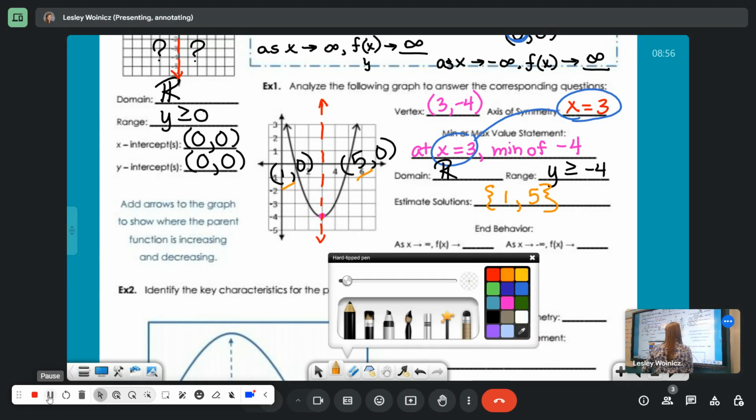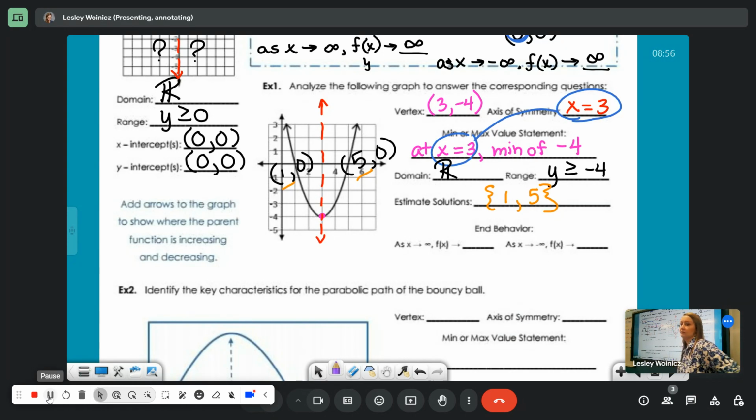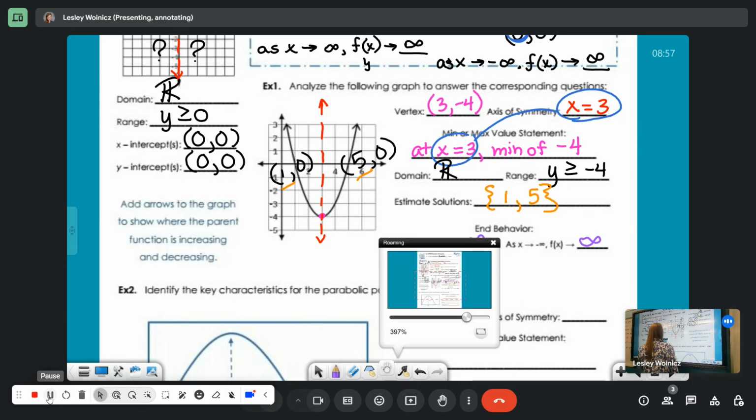All right. See if you can do the end behavior by yourselves. What about when x goes to negative infinity? Y goes to infinity. If you said infinity, infinity, you are correct. Go straight to geometry. Do not pass go. No, you don't get to skip geometry.